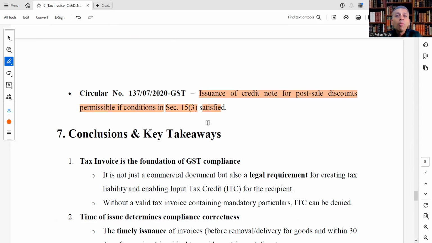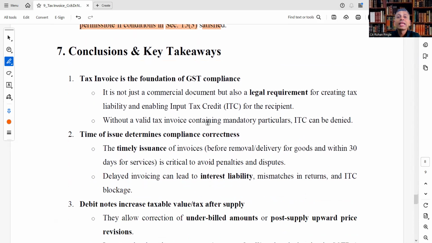And now we are moving to our last part of today's learning, that is conclusions and key takeaways.